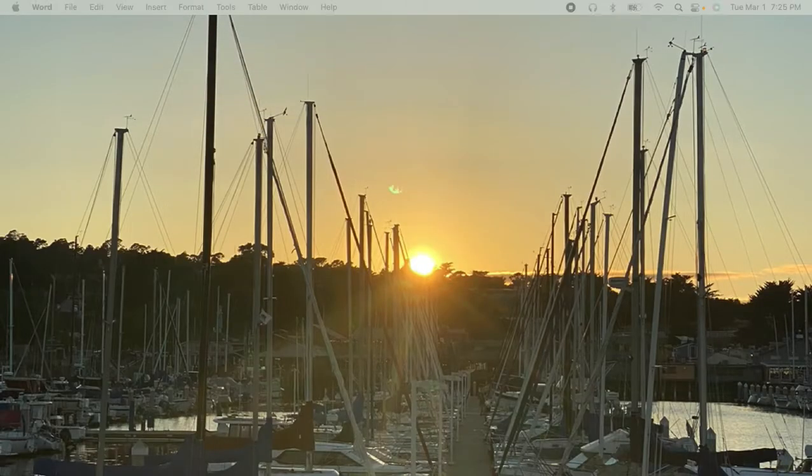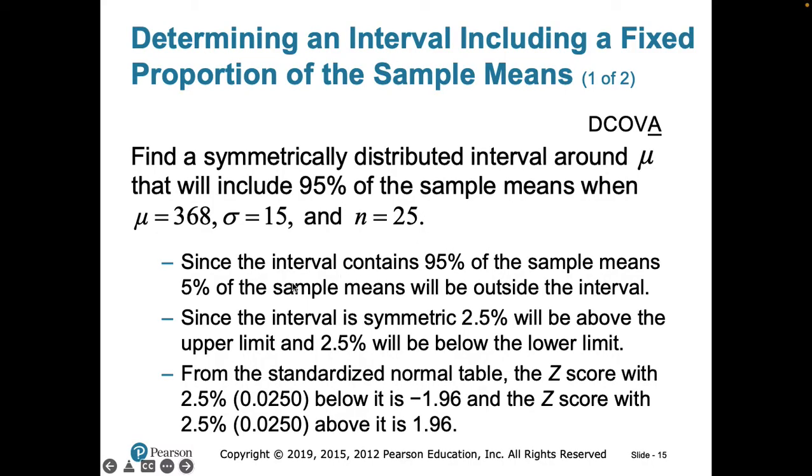All right, let's get back to our presentation, our PowerPoint. So here it is. Since the interval contains 95% of the sample means, 5% of the sample means will be outside of the interval. We know it's symmetrical, so each side contains 2.5%, or 0.025. Then all we have to do is find the z-score, which we did on the table, and we saw that it is 1.96.